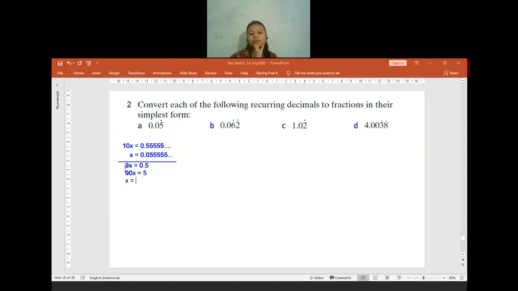It's okay, it's not in the simplest form. 5 over 90. We can simplify it. It becomes how many over how many? 1 over something.